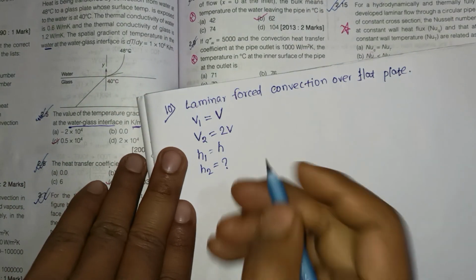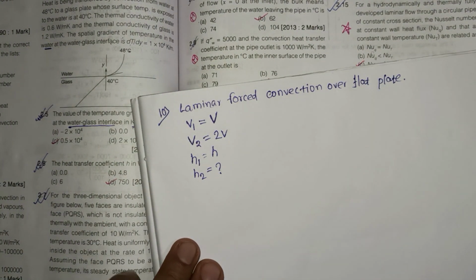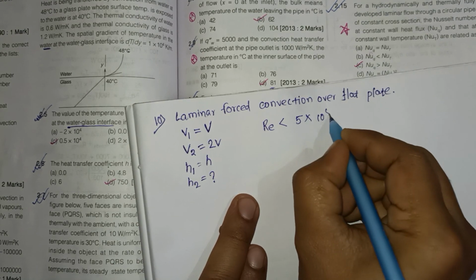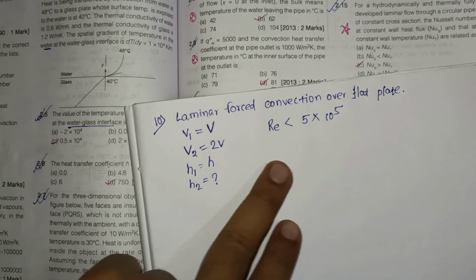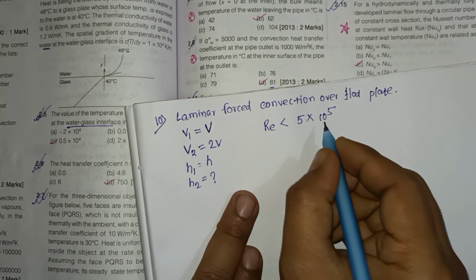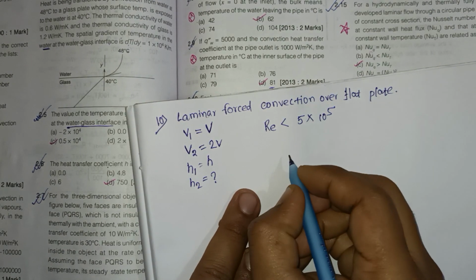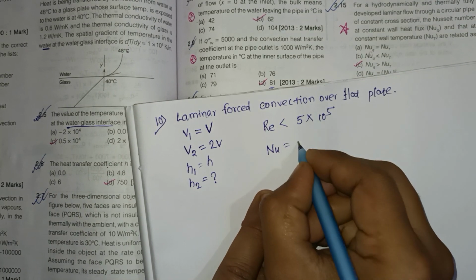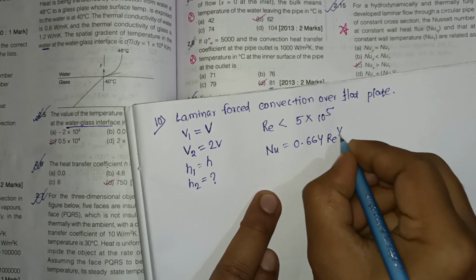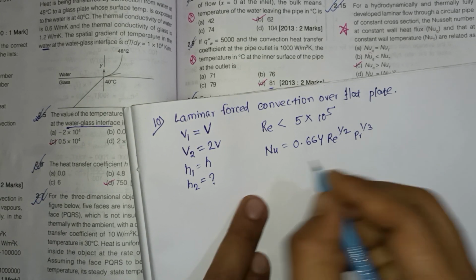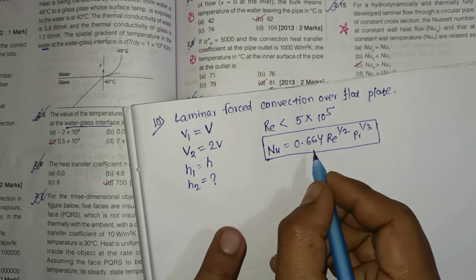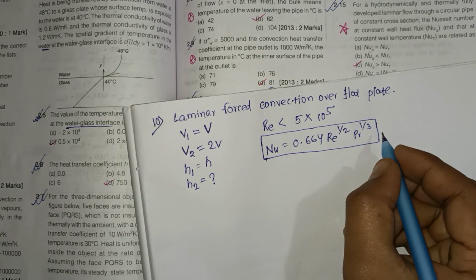Okay. So in this question there is a laminar forced convection over flat plate. Laminar forced convection means Reynolds number less than 5 into 10 to the power 5. If Reynolds number is less than 5 into 10 to the power 5, then there is a formula you have to remember, that is Nusselt number equal to 0.664 into Reynolds number to the power 1 by 2 and Prandtl number to the power 1 by 3. Very, very important formula.